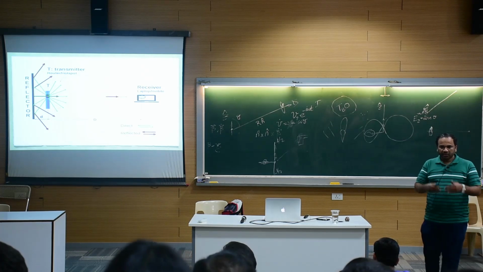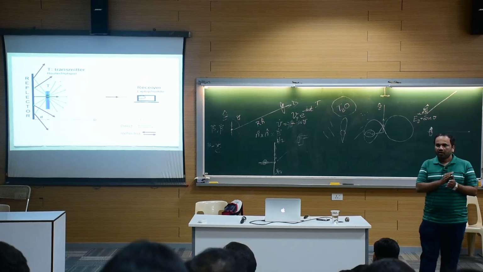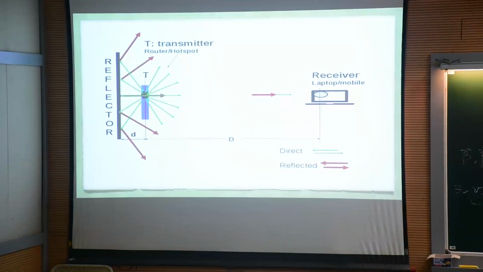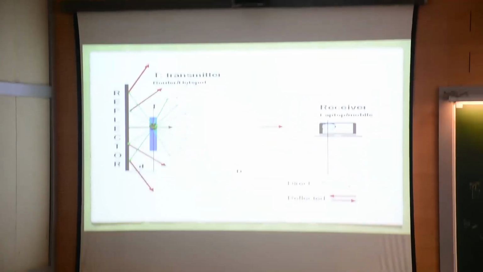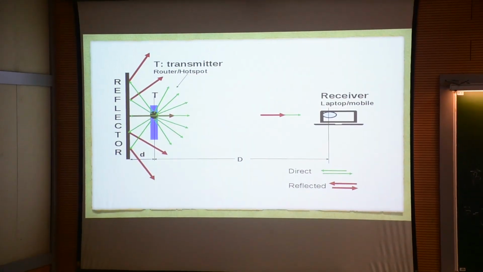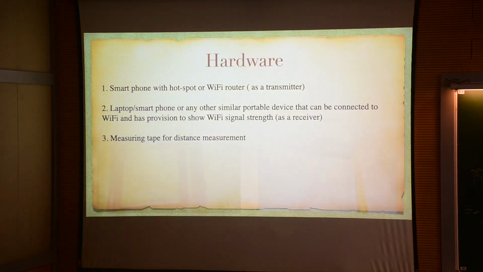It could be a metal sheet, or we can take a cardboard, or we can paste aluminum foil or any other foil. So it will act as a metal plate. Okay, and then we are changing the distance from the transmitting antenna, and at the receiver side, we are measuring the power which is transmitted by the transmitter antenna. Okay, so these are the hardware.